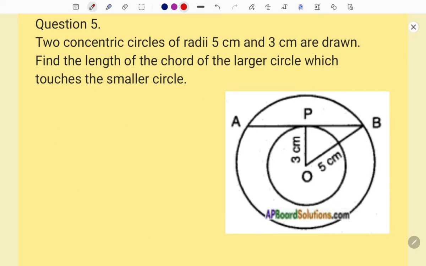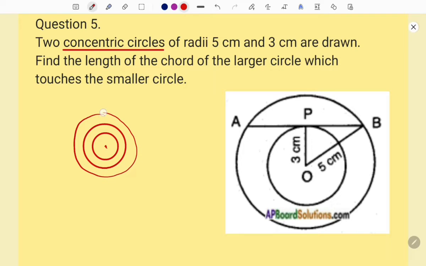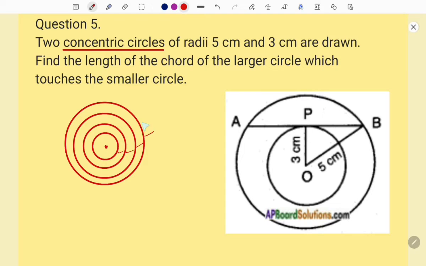This is a very important 4 marks question. Once you listen. Two concentric circles. Yes. What is the meaning of the concentric circles? Concentric circle means, suppose here I can draw one circle. This is the center of the circle. With the same center I can draw another circle. Suppose the same center, I can draw another circle. These all the circles are called the concentric. Why? Because all these circles having the same center.